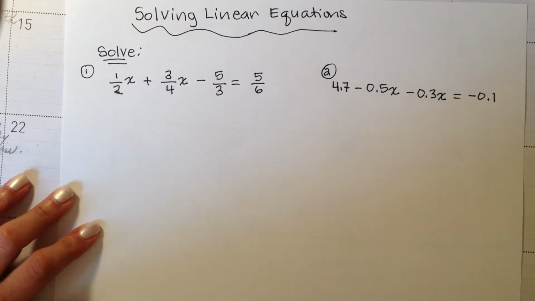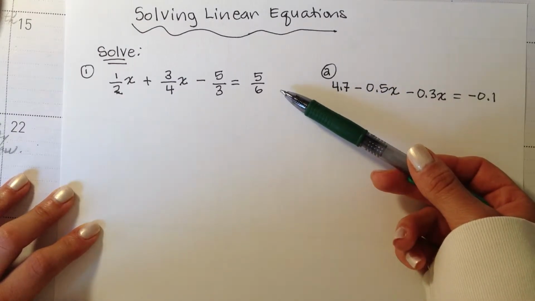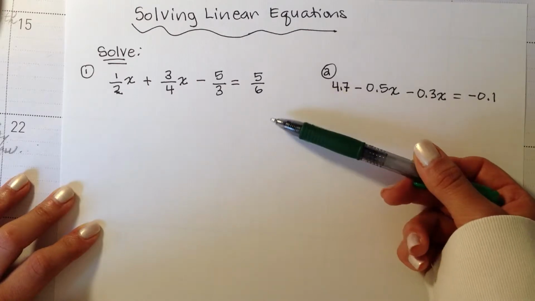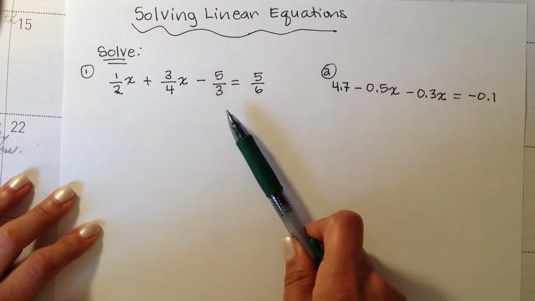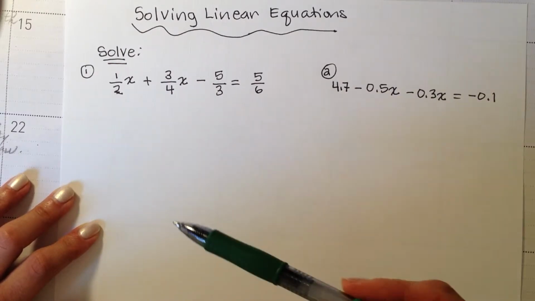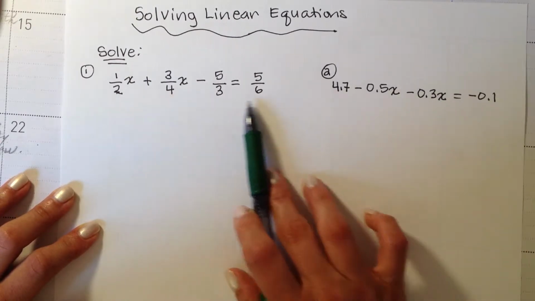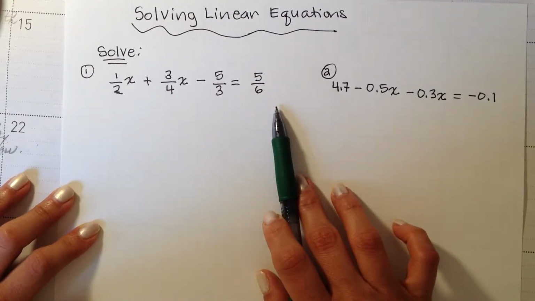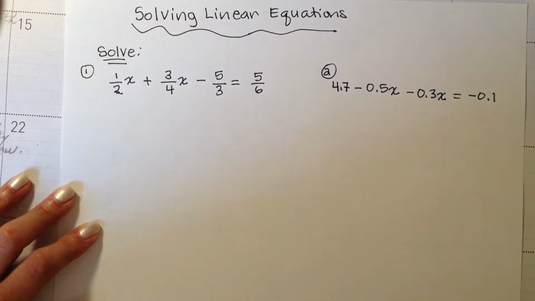If we have an equation with fractions, we can eliminate the fractions by multiplying every single part of the equation on both sides by the least common multiple, the LCM. Between 2, 4, 3, and 6, the LCM would be 12. So we want to multiply every single part of the equation by 12, and then we can get rid of the fractions. So let me show you.